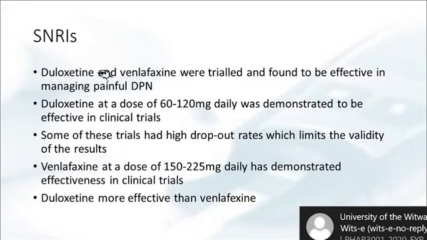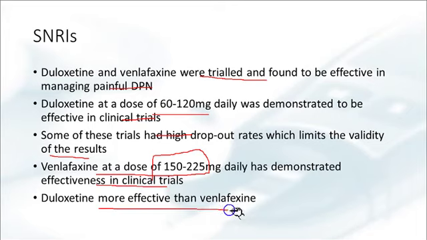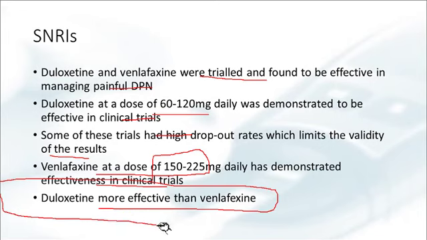Now, SNRIs, duloxetine and venlafaxine were trialed and found to be effective in managing painful diabetic neuropathy. Duloxetine you want to use at a dose of roughly 60 to 120 milligrams daily, as demonstrated to be effective in clinical trials. Some of these trials had a high dropout rate, which obviously limits the validity of the results, right? And venlafaxine at a dose of 150 to 225 milligrams daily has been demonstrated to be effective in clinical trials. Duloxetine seems to be more effective than venlafaxine. Again, dosing here very important to know, and choice of drug very important to know here.